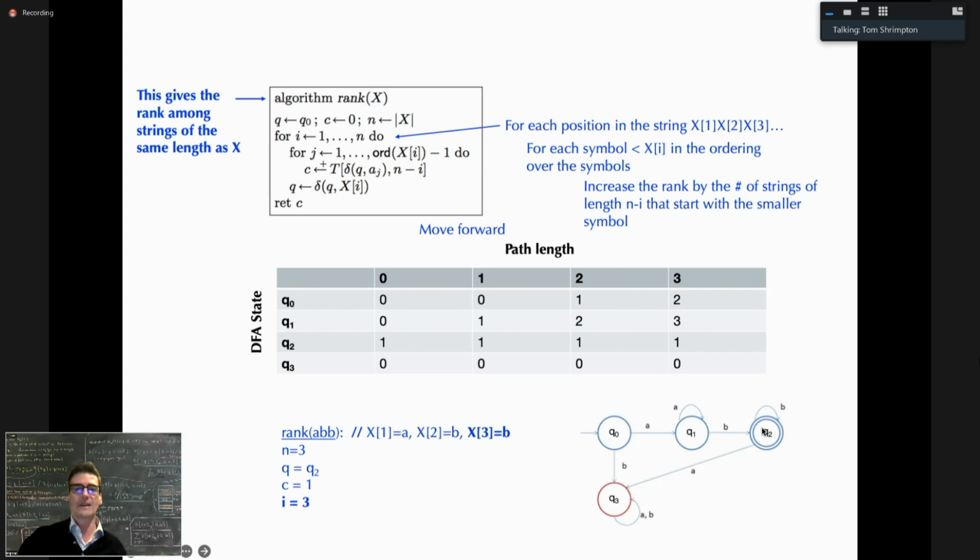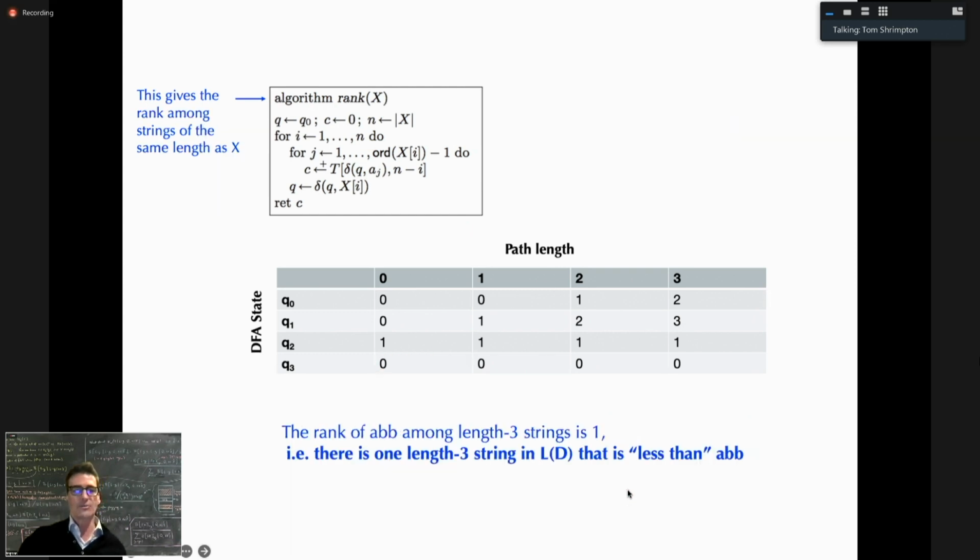We go back to the top and we repeat for the last symbol, which is B. Of course we do the same thing as we did a moment ago, because there is one character that's less than B, which is A. So when we get to this part of the loop, we drop in here and we look and see, okay, how many would there be if we were to consume that B and move forward? How many strings would there be? And there'd be none, because we'd be in the state Q3 and you never get to leave that when you're there. So then this gives us that the rank of the string ABB among strings of length 3 is 1.